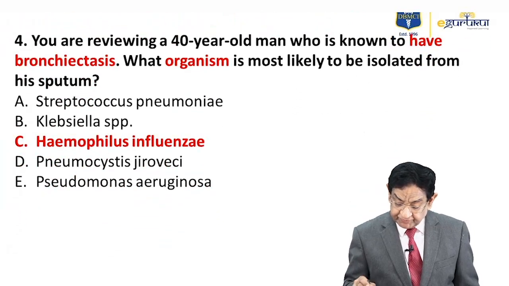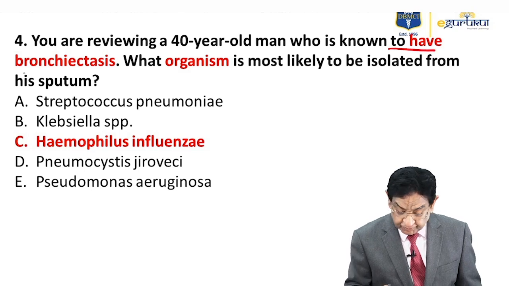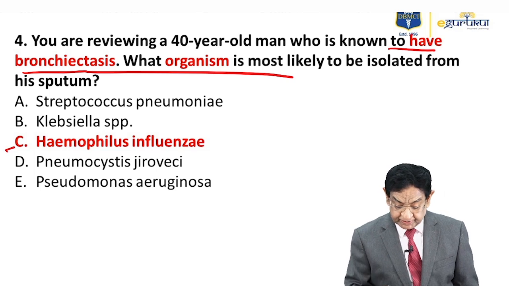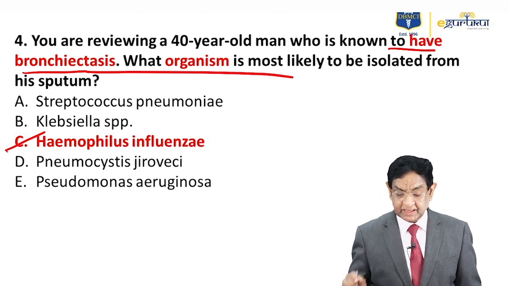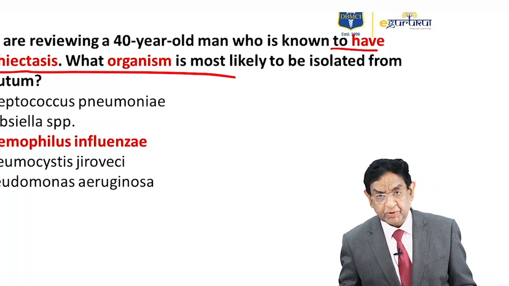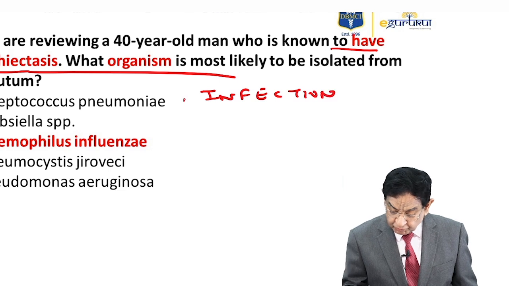We are getting a 40-year-old gentleman with bronchiectasis. Which organism is most likely? Haemophilus influenzae. Well, before I go to this answer, let me tell you some basic concept. In case of bronchiectasis, they are prone to infections, rather recurrent infection.